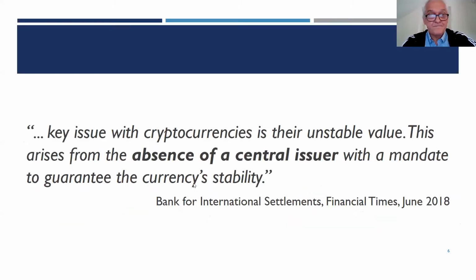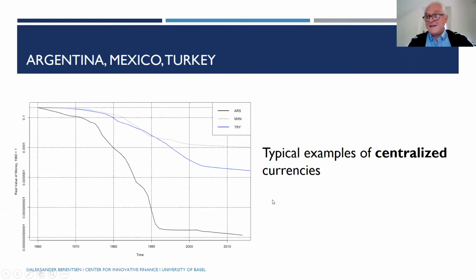Okay, this is going back to this quote by the BIS. This unstable value arises from the absence of a central issuer with a mandate to guarantee the currency's stability. Basically, they say it is the absence of centralization that is responsible for this volatility. That's what they say. And let's look at this, because there's a small other issue.